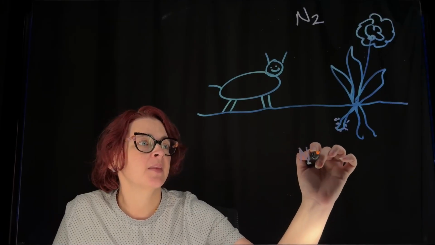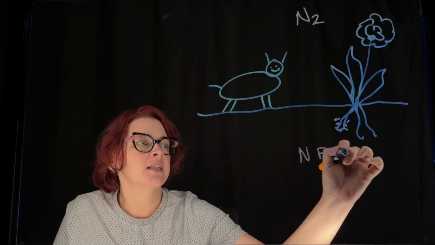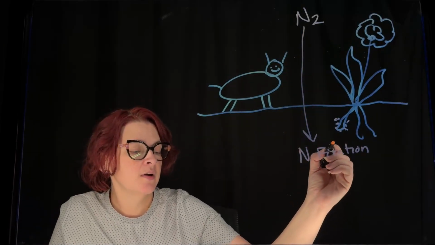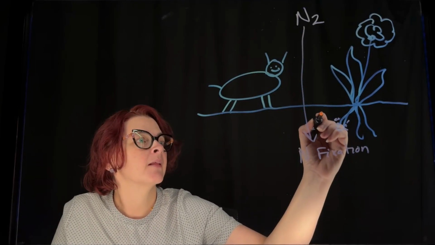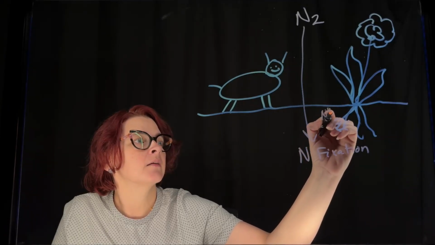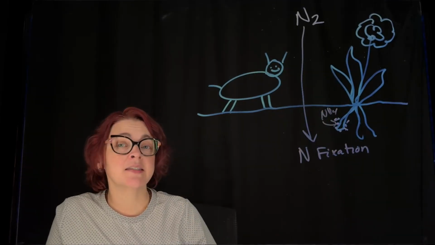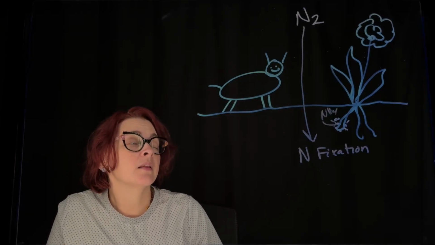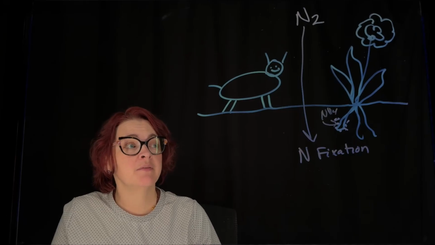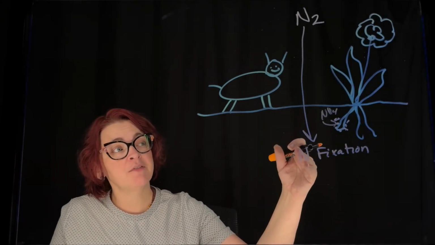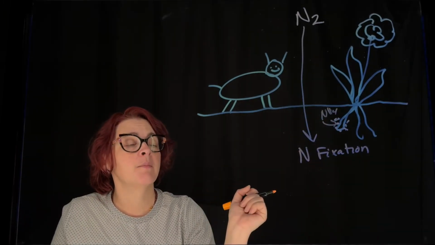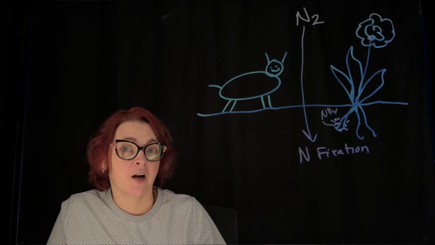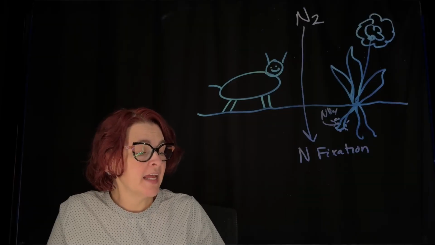So we have nitrogen fixation. And what that's going to do is turn the nitrogen gas into ammonia. And then the plant can assimilate it, basically take it into themselves and utilize that ammonia. They can't use nitrogen gas, so the bacteria fix it. They change it into the form of NH4, ammonia, and the plant can then uptake it and use it for their nitrogen purposes.